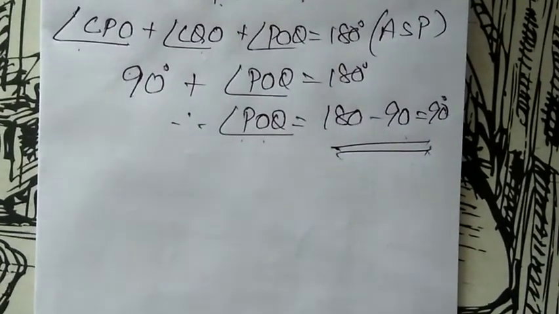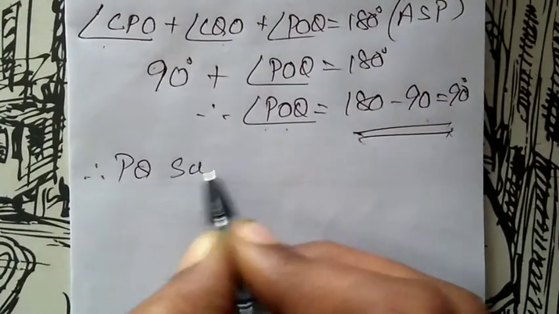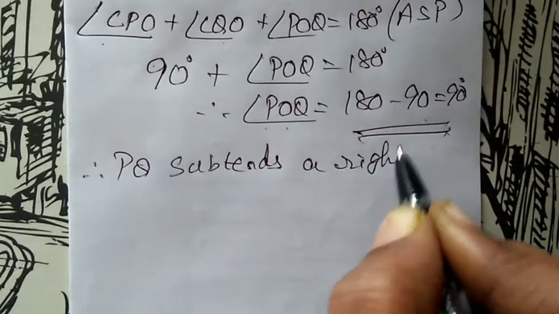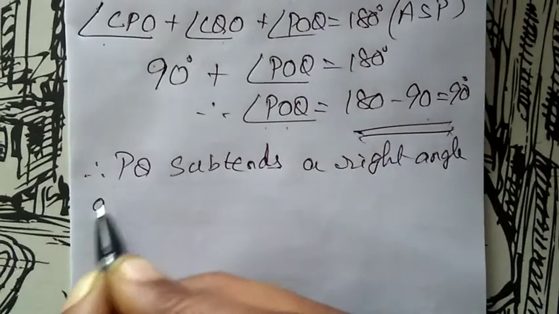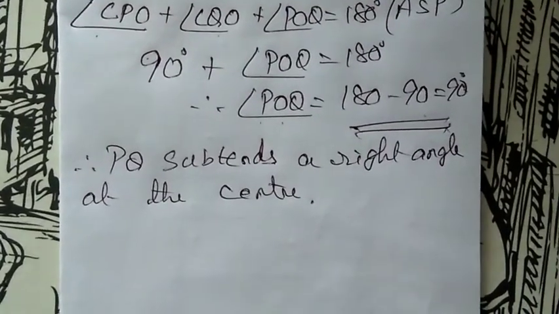POQ is 90 means PQ, therefore, PQ subtends a right angle at the center. We have proved.